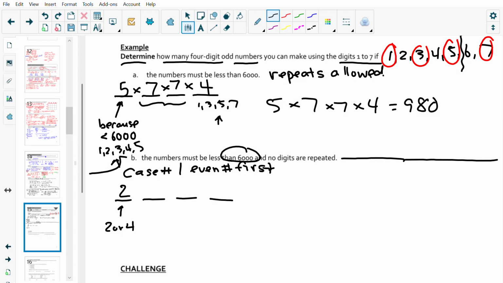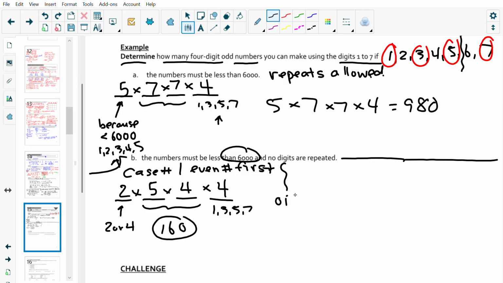And because of that, for the odd number in the back, the last digit, I have 1, 3, 5, 7. I have 4 choices. Okay, no repeats. If I've used 2 digits here already, 7 minus 2, I have 5 choices here, then 4 choices here. Okay, that is 160 arrangements.